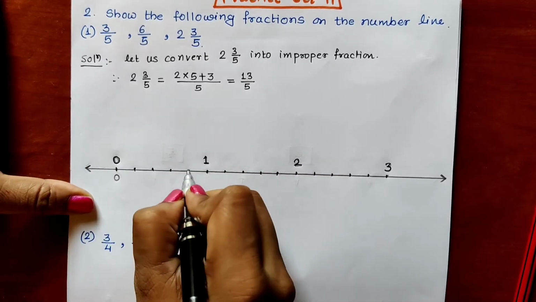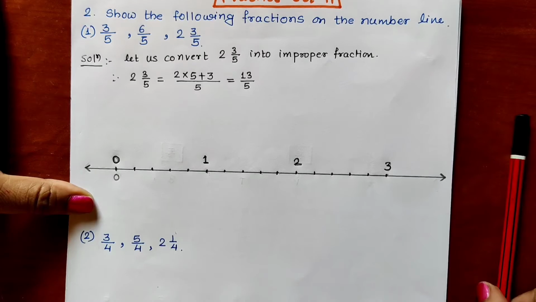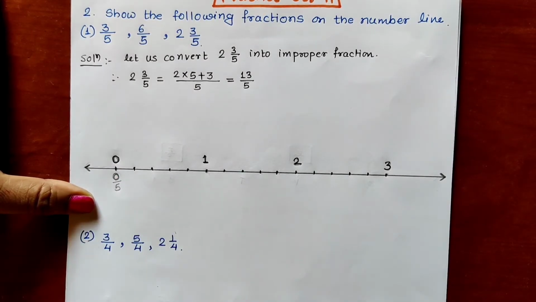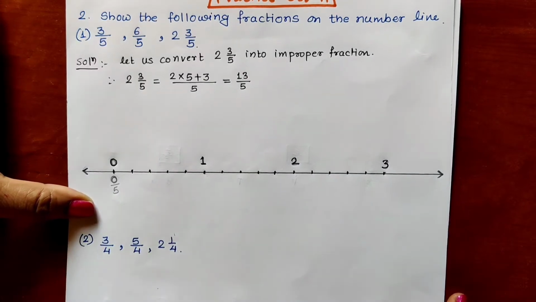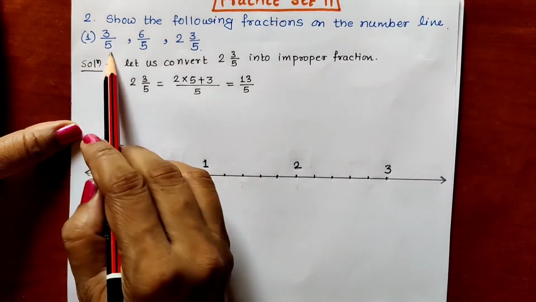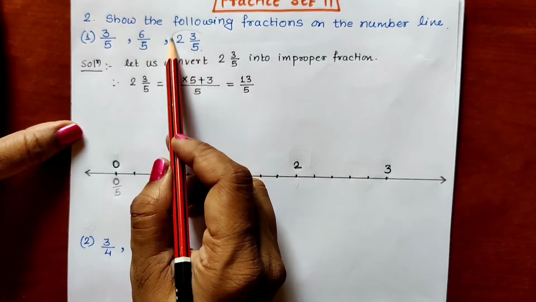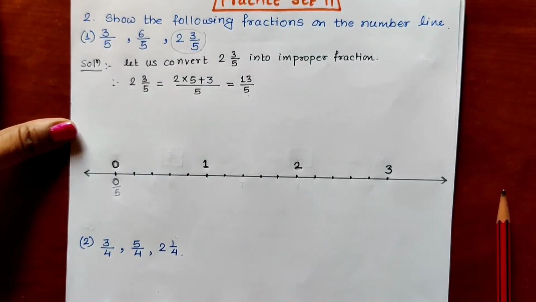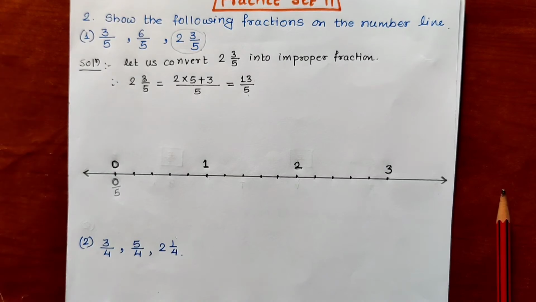So as we have divided each and every unit into 5 equal parts, 0 means 0 upon 5. Now we will have to show these points: 3 upon 5, 6 upon 5 and 2 integer 3 upon 5, which means 13 upon 5. So let us show these points.